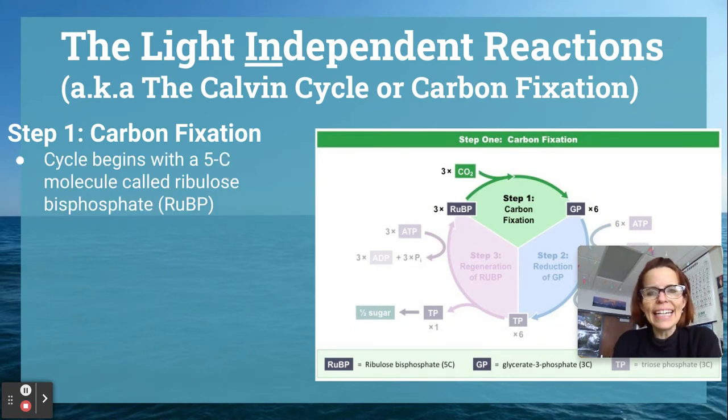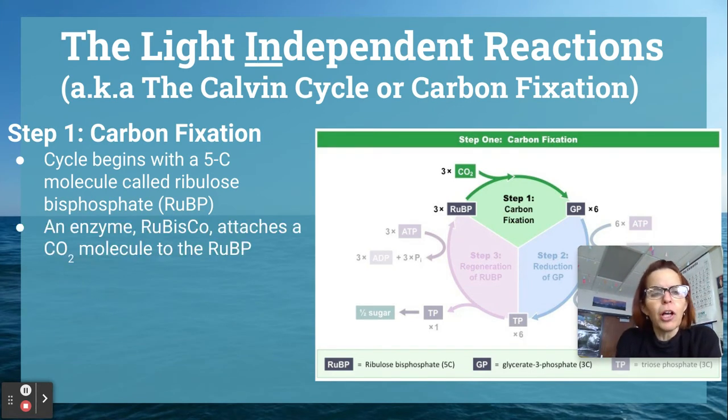The cycle begins, remember we had to do regeneration, so there's already a molecule that exists. It's a 5-carbon molecule called ribulose bisphosphate. Find it on the diagram there. Do you see where it says RUBP? That's a 5-carbon molecule. We're going to add carbon dioxide to it, which makes it a 6-carbon molecule.